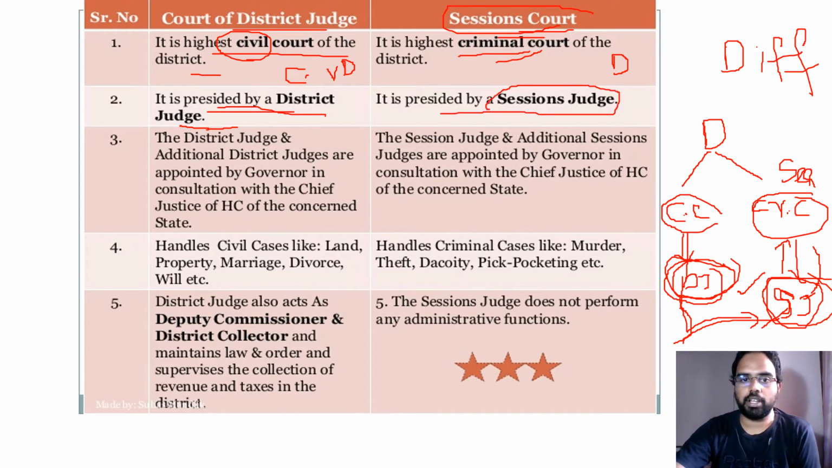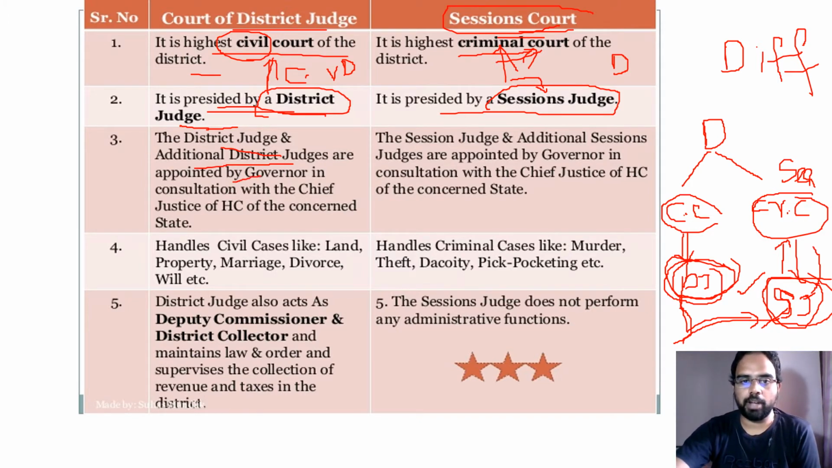judge. If the district judge is hearing civil cases, he becomes a district judge and the court becomes civil court. And if the same judge is hearing a criminal case, then the court becomes criminal court and the judge becomes sessions judge. So the district judge and additional district judge who is there to help him, who will appoint them?